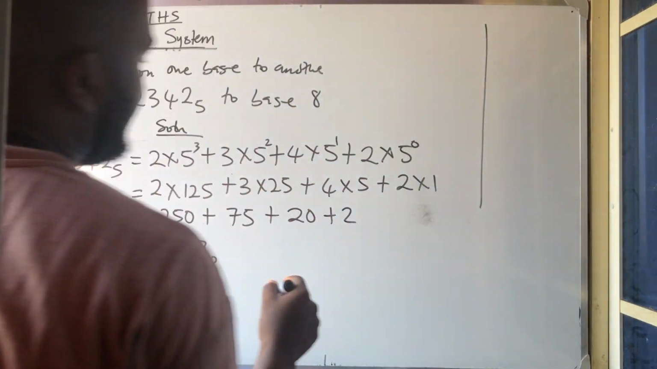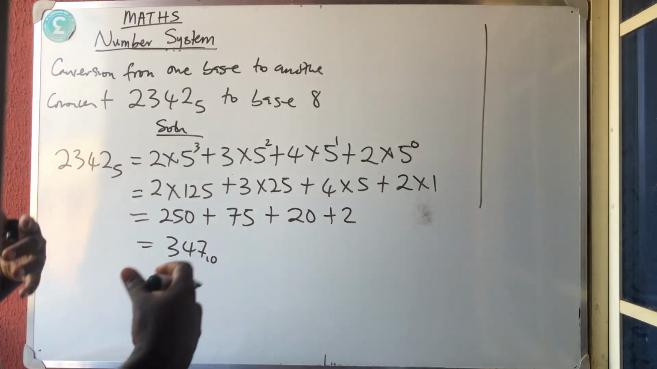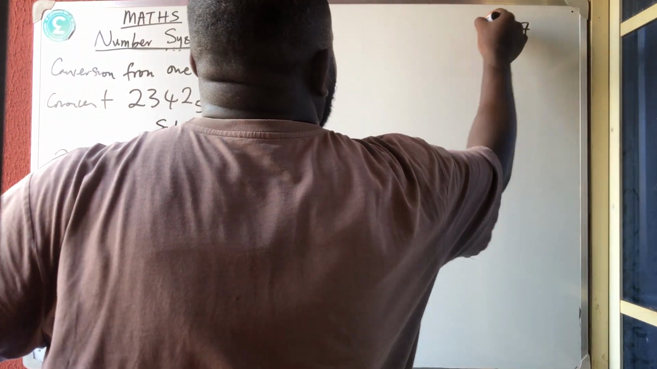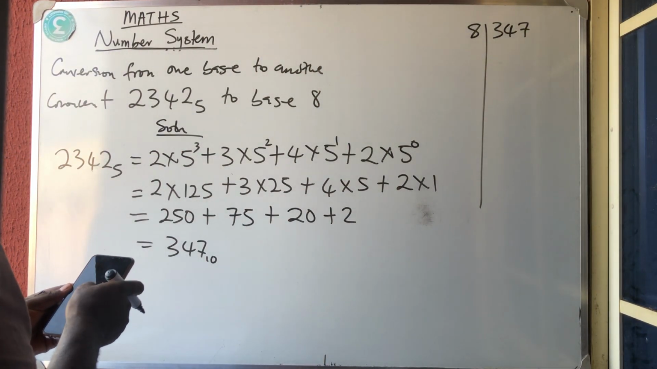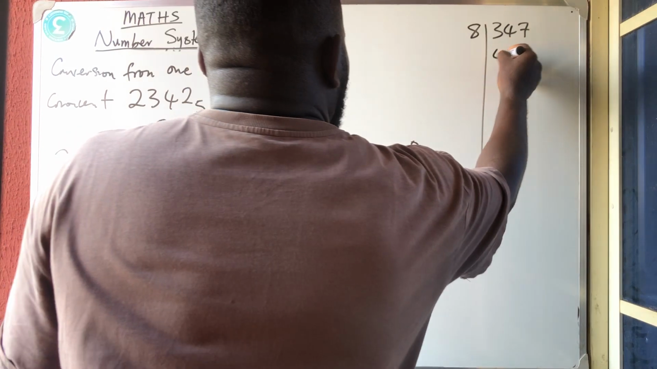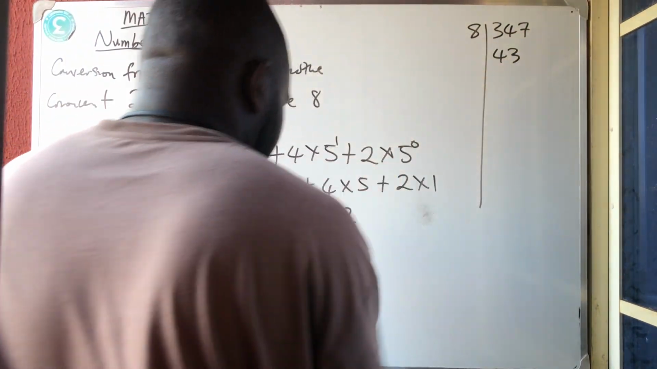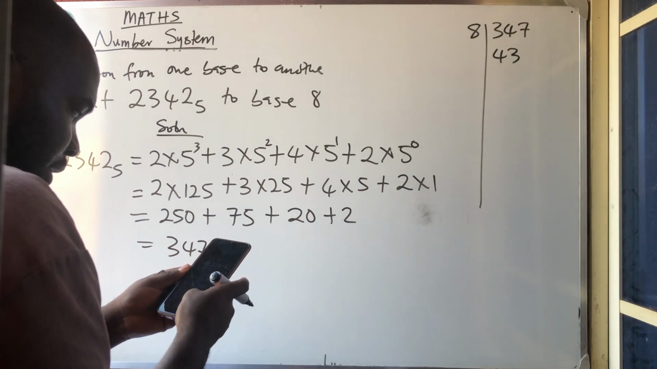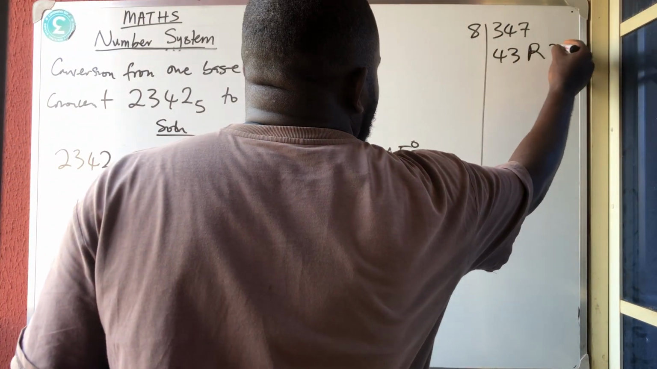So you will now convert this 347 that is in base 10 to base 8. And I told you, if you are converting from base 10 to others, you will share, because base 10 likes sharing. So I have 347 divided by 8. I'm having 43 point something. So you just write the 43. Then to get the remainder, you minus the 43 times the 8 you are dividing with. The remainder is 3.